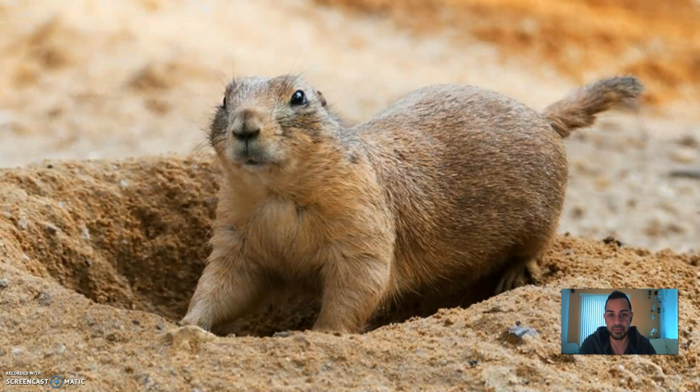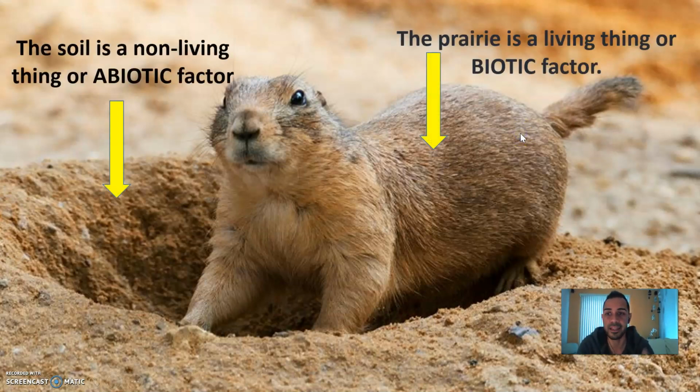In our next picture, what can you see? It's a prairie dog, right? So how can you classify the prairie dog, as a living thing or a non-living thing? What do you think, guys? So the prairie dog is a living thing or biotic factor, and the prairie dog is interacting with the soil, which is a non-living thing or abiotic factor.